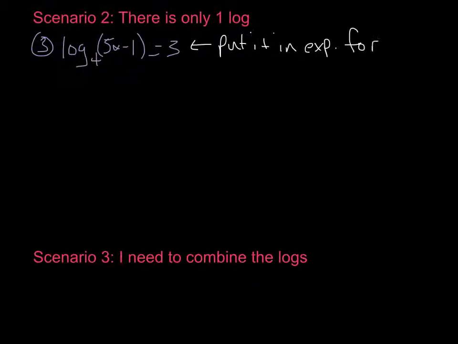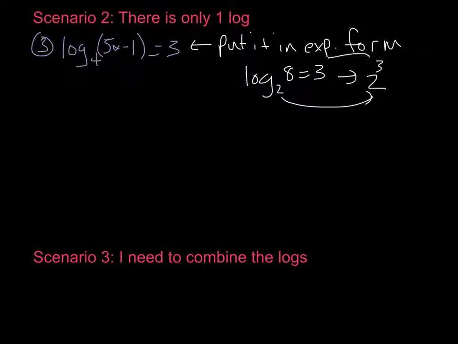exponential form. Now, we know what exponential form looks like. If I have log base 2 of, let's say, 8 equals 3, I know that this means that base 2 to the third power, right, equals 8. Exponential form, logarithmic form. And I'm going to do the same thing here. I'm going to say base 4 to the third power equals 5x minus 1.